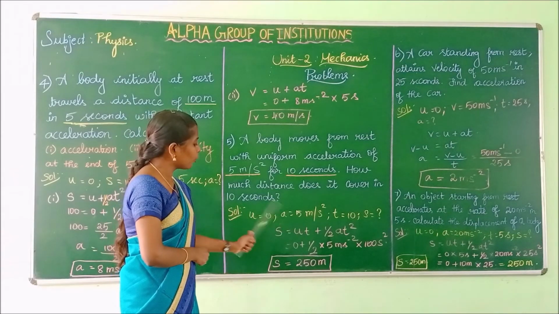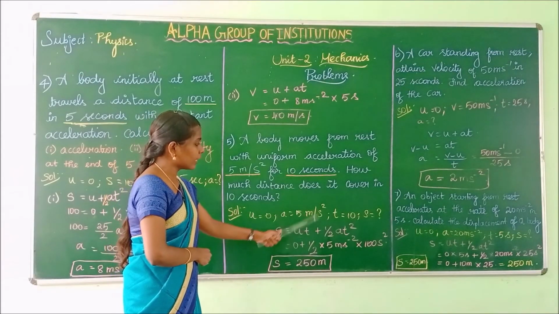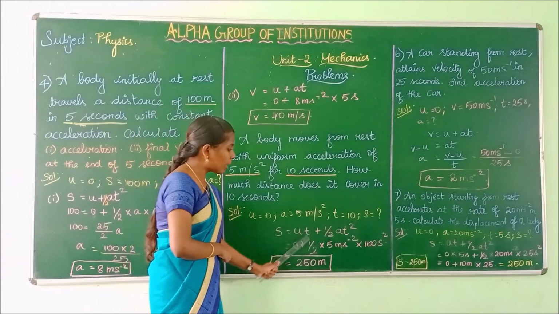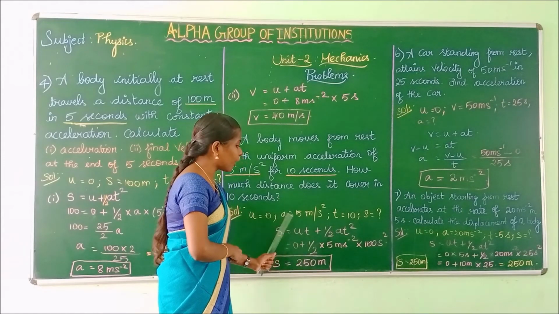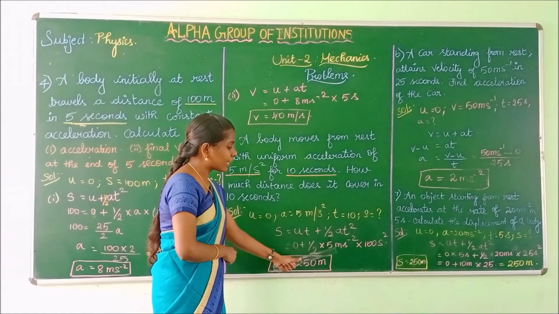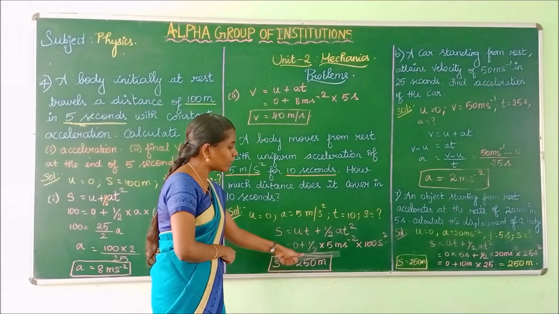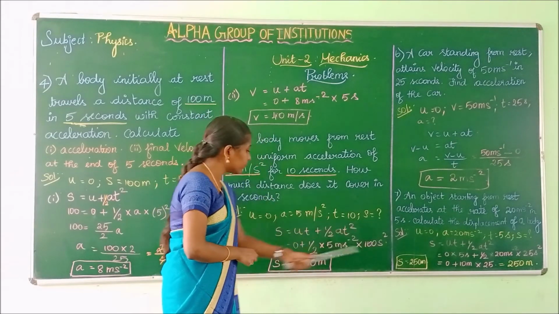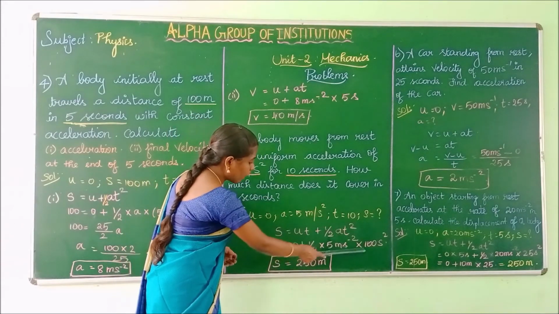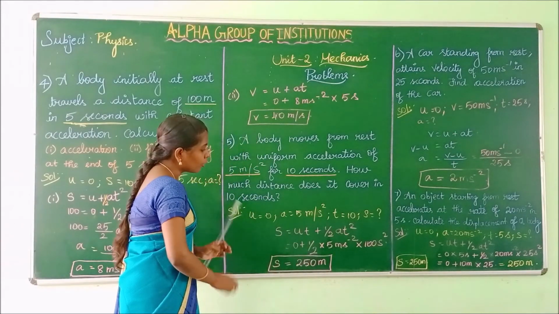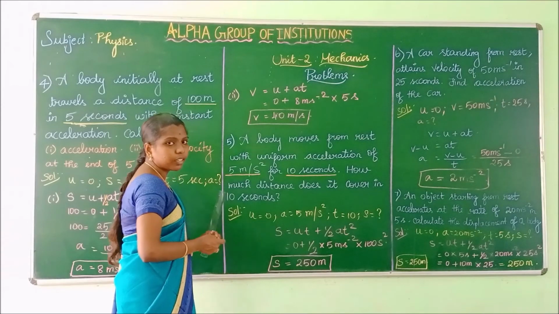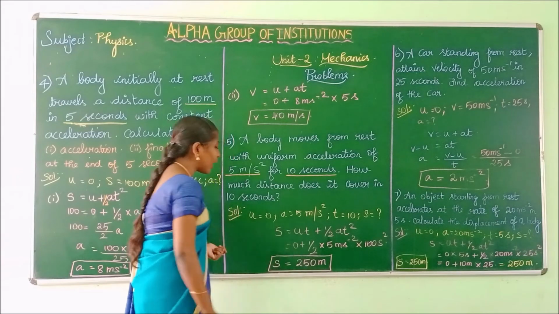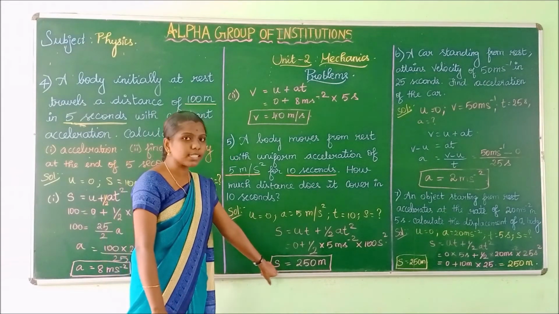S is equal to u value is 0 into t into 10. 0 into any number is 0, plus half into acceleration value is 5 meter per second square into 10 square is 100 second square. 5 into 100 divided by 2. 5 into 100 is 500. 500 divided by 2 is 250 meter. The unit for distance is meter.